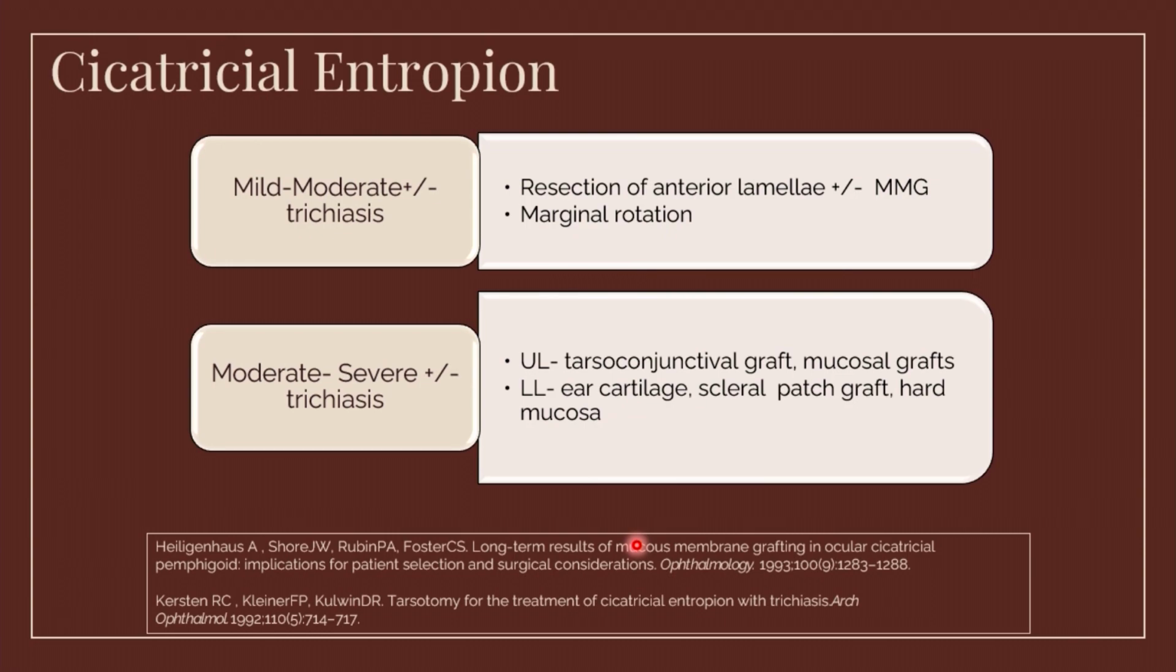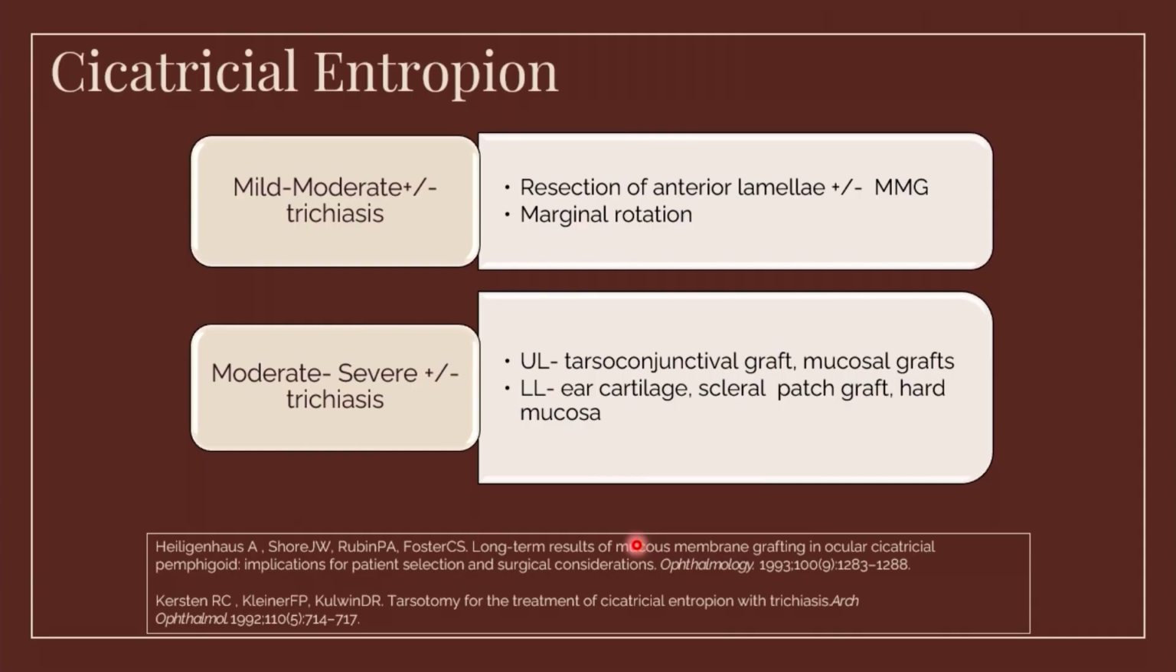If it's a mild to moderate cicatricial entropion with or without trichiasis, we can go for a resection of the anterior lamella and also a mucous membrane graft. This is something that you might be seeing in surface posting very regularly. When you have a mild to moderate case, where it is not very significant entropion, you're still seeing the lid margin, there is lid margin keratinization with a few trichiatic lashes. You can resect that area where there is keratinization and replace it with the mucous membrane graft.